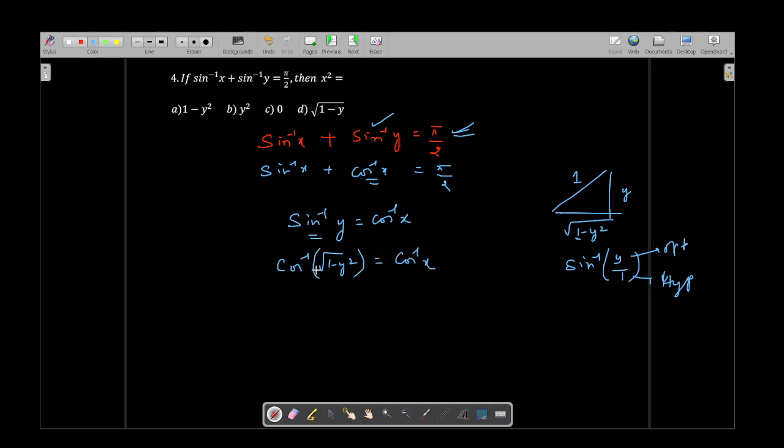This is equal to cos inverse of x. Now I can cancel cos inverse and cos inverse here. So x becomes square root of 1 minus y square. So what is asked? We need to find the value of x square. So if you square it, I'll get 1 minus y square. So option is A.